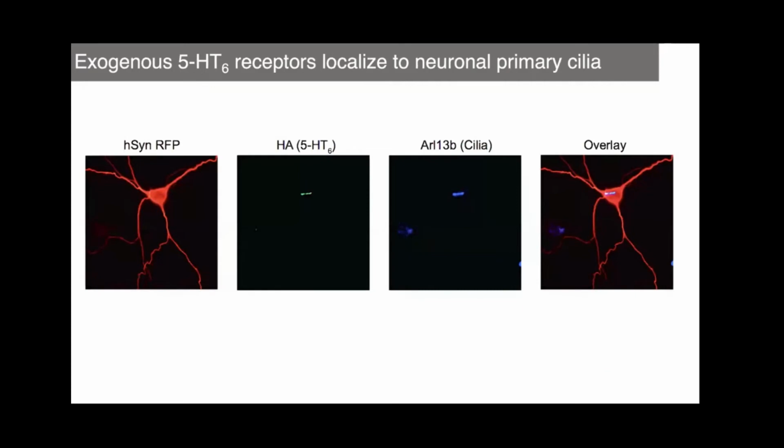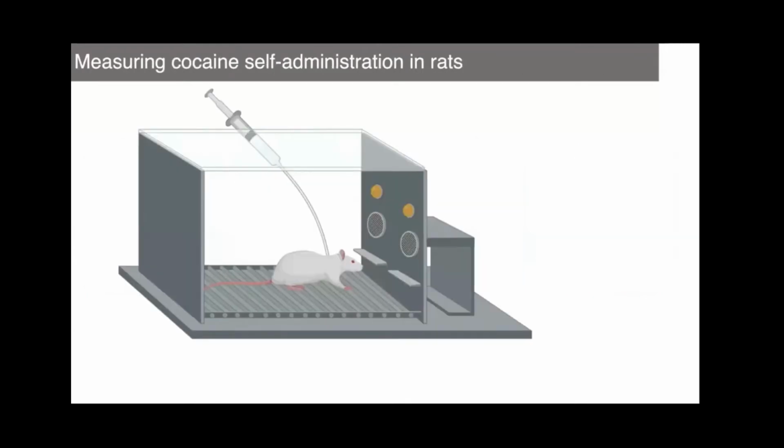And what's interesting to note is that we do see that with exogenous 5-HT6 expression, shown here in green, these receptors do co-localize with cilia markers, shown here in blue, showing that the exogenous receptors can make their way to the neuronal primary cilia. And so in order to look at how these receptors regulate reward consumption, I used a cocaine self-administration model in rats. And in this model, rats are placed into an operant chamber and allowed to press an active lever for an infusion of cocaine, which is very rewarding for them.